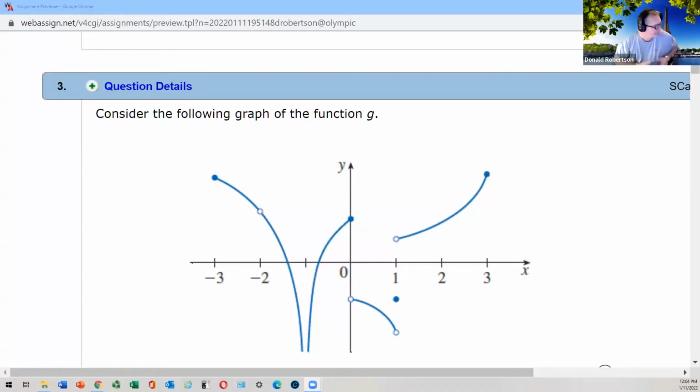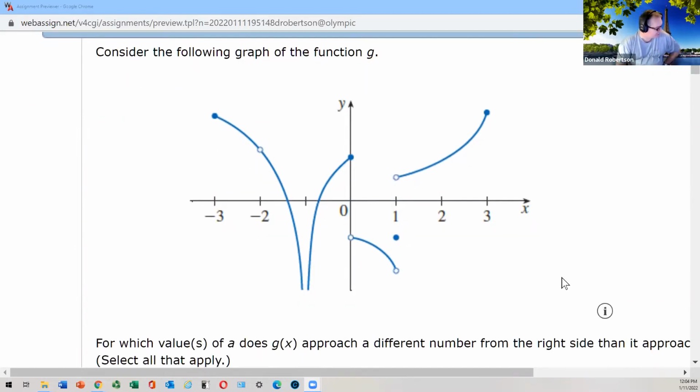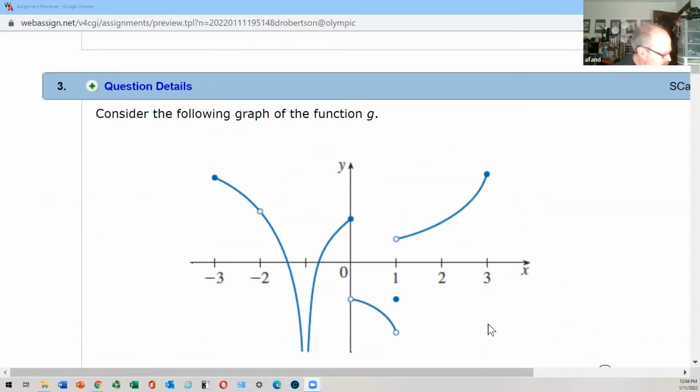About continuity, and we're going to talk more about continuity. We're going to look at some of the homework questions here. Here is our first graph, and you can see it's one of these broken shapes, and you've seen them before.